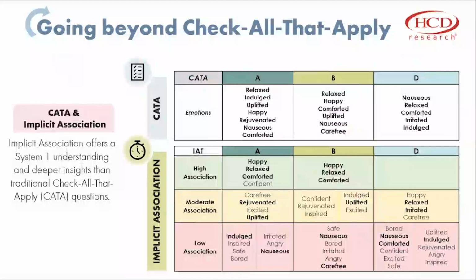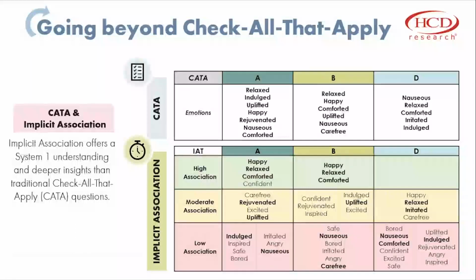So one of those is called Check All That Apply. And for those of you that are familiar with Check All That Apply, you know how it works. But for anybody who's not familiar, basically you have a list of words. In this case, we have emotions. And the participant going through your survey would check off all the words that they think apply to the situation. So let's say they're smelling a fragrance and they have to check off the words that they think are associated with that fragrance. And so they would check off relaxed, indulged, uplifted, happy, rejuvenated, nauseous, and comforted for product A, and B would be the ones that you can see there.